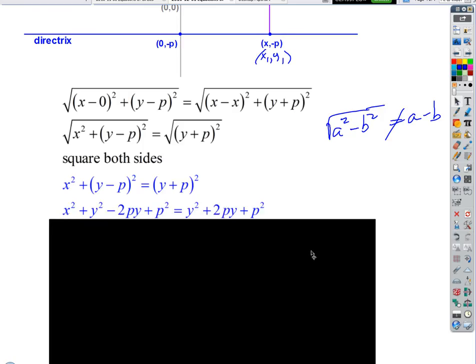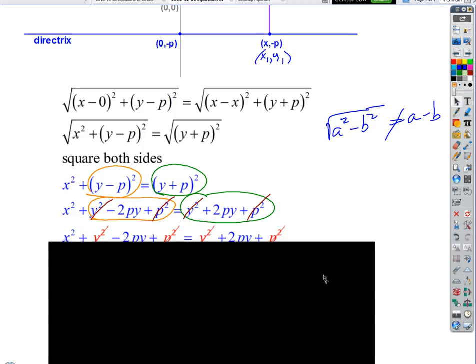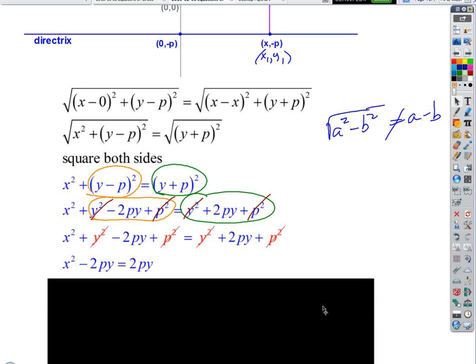If we expand out both sides, here's what we get on this side. And really, this stuff right here just became that when I expanded it out. And this stuff in the green bubble became that. And we can see there is some stuff that cancels. I could subtract y squared from both sides. I could subtract p squared from both sides. And if I do that, I end up with something much, much simpler. What's the last thing I could do there?